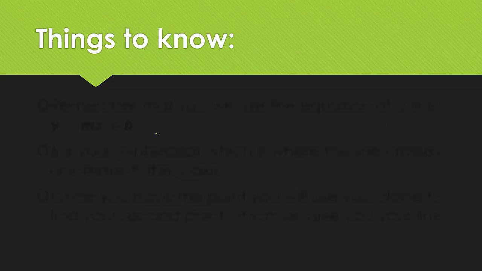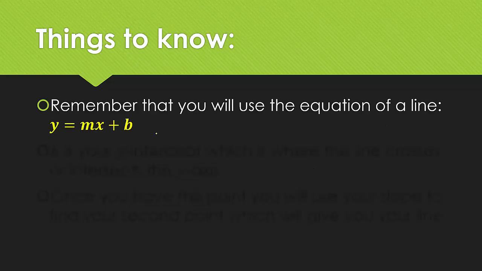So things to know, things to remember. Going to use the equation of a line again. So this is just a refresher. This is the format we're going to use. Even with the inequality, the only thing that's going to change is instead of this symbol, we would have a less than or greater than, less than or equal to, greater than or equal to.